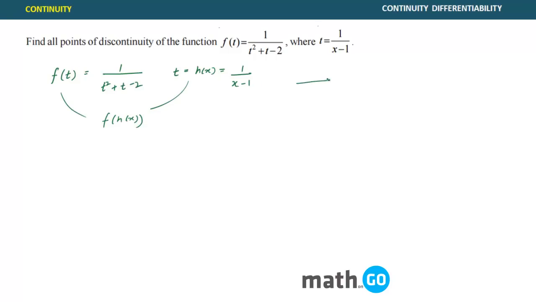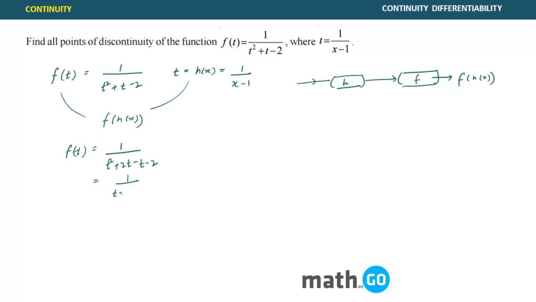And if we draw the machine for this particular composite function, what machine will you get? Yes, the first machine that is going to work is h. The second machine that is going to work is f, and then you will get your machine of f of h of x, right? So what is f of h of x? Can you tell me? Let's solve this. f(t) will reduce to 1 upon t square plus 2t minus t minus 2, and this will reduce to 1 upon (t plus 2) into (t minus 1). This is the middle term splitting of this.